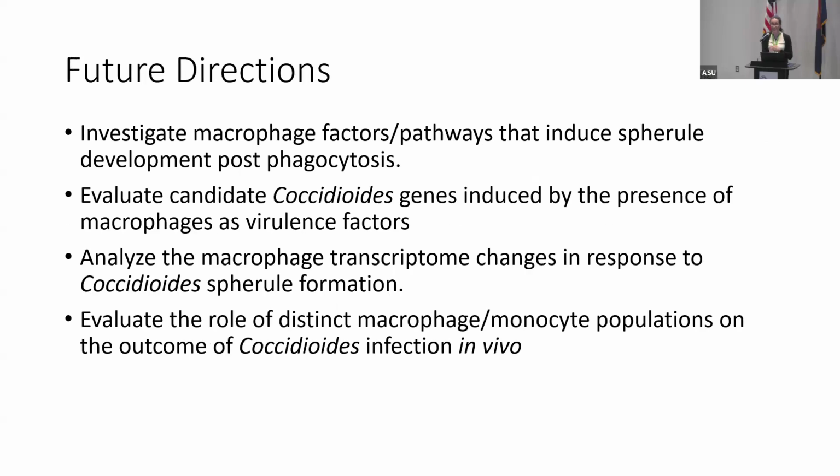So we're further excited to look at this in a few different ways. We're interested in how macrophage factors and pathways may be playing a role in inducing spherule development, and that could explain some of the differences. When I think about a lot of my patients, there are kids that all live in the same household and only one of them gets sick. What is different about their innate immunity potentially, or other things, that is pushing them one way or the other?